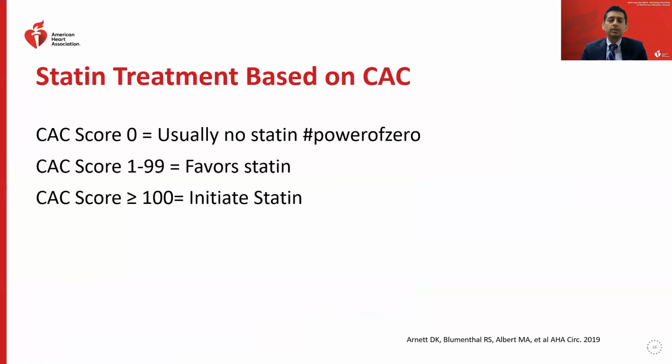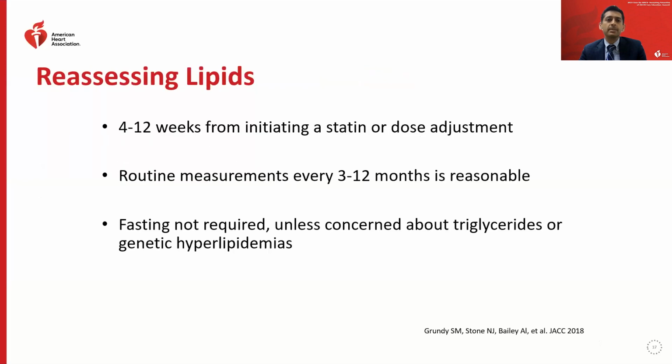What about statin treatment based on coronary artery calcium score? If you have a coronary artery calcium score of 0, assuming they have not had an event and assuming there are no other risk factors like familial hypercholesterolemia or an elevated lipoprotein(a) or other biomarkers that are of concern, you can usually monitor a patient just with good lifestyle modifications. Again, this is assuming they've not had an event. They do not have ASCVD. A calcium score between 1 and 99 favors statin therapy, and greater than or equal to 100, I highly recommend initiating statin therapy.